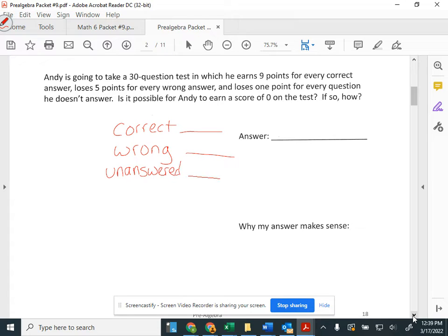So you can't just say yes or no. You need to tell me how many correct, how many wrong, and how many unanswered. Show me the math. Okay, if he had 10 correct, that would be 90 points, because each correct answer gets you 9. So then how many incorrect times 5? How many unanswered times 1? And when we add and subtract all those numbers, you should come up with 30 questions and a 0 for the points balancing out to be 0.